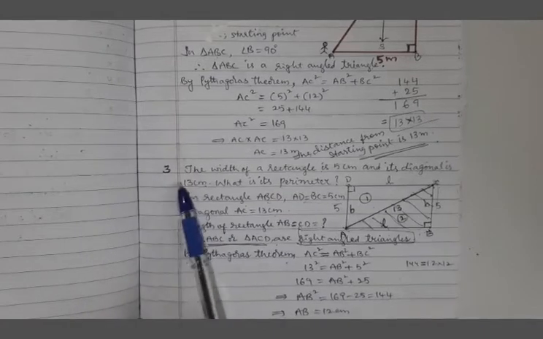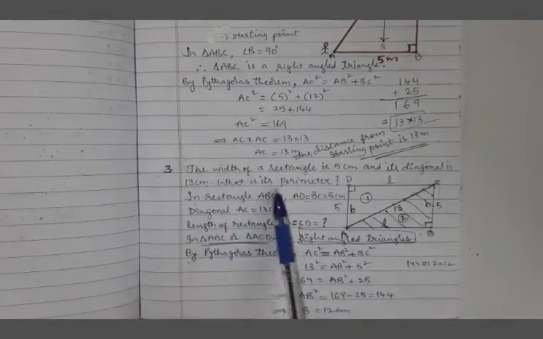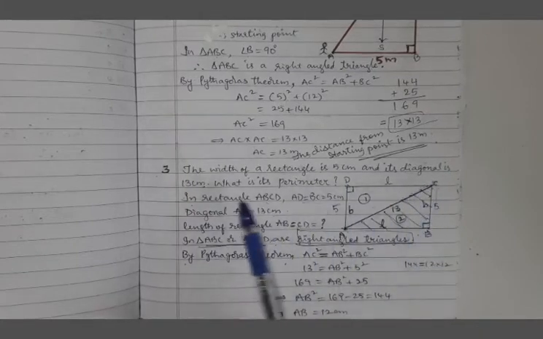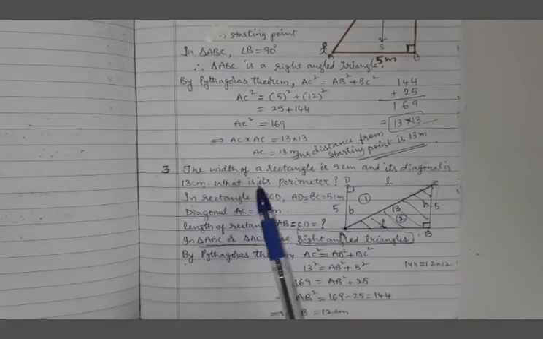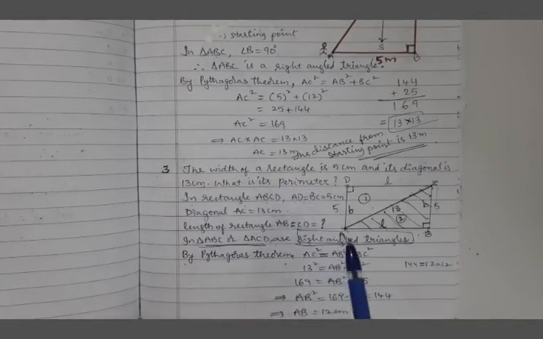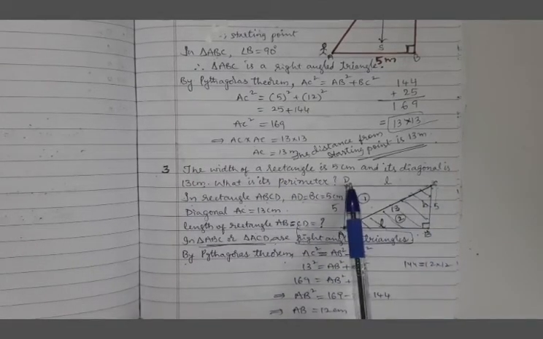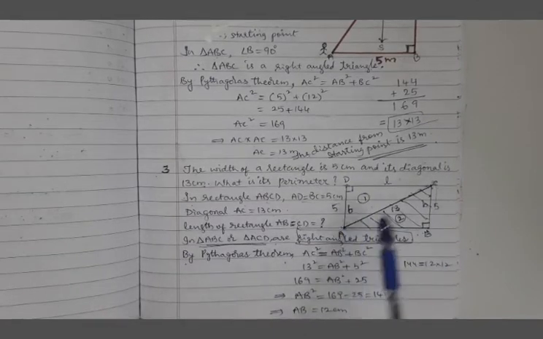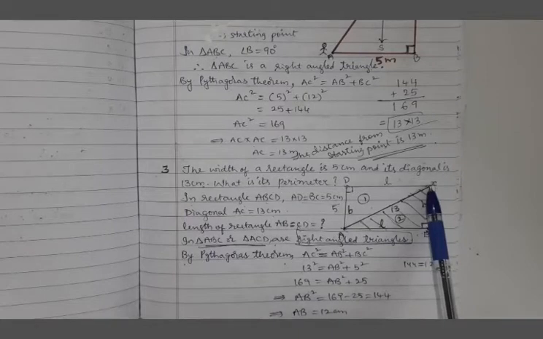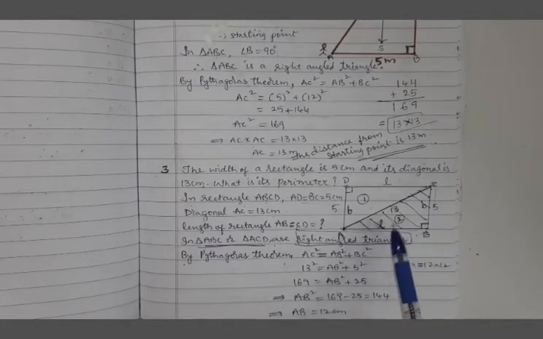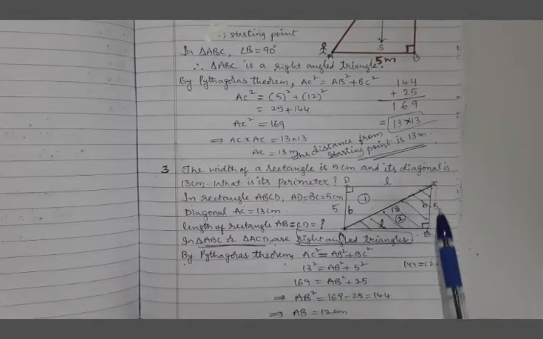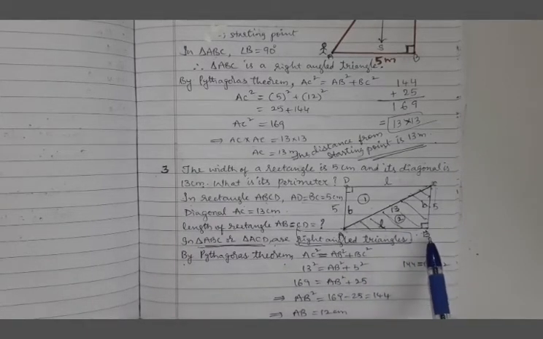Yes, children. Question number 3. The width of a rectangle is 5 centimeters and its diagonal is 13 centimeters. What is its perimeter? Observe the question. Rectangle ABCD, where width AD and BC are given 5, 5 and the diagonal is given 13. So observe, children, what I shaded here is a right angled triangle ABC where angle B equal to 90 degrees.